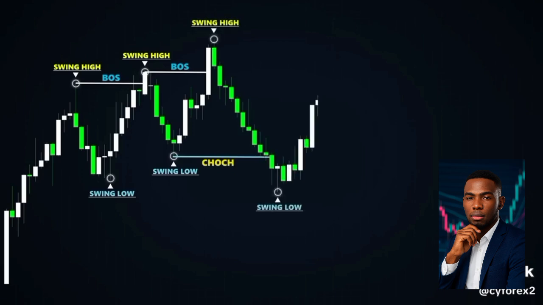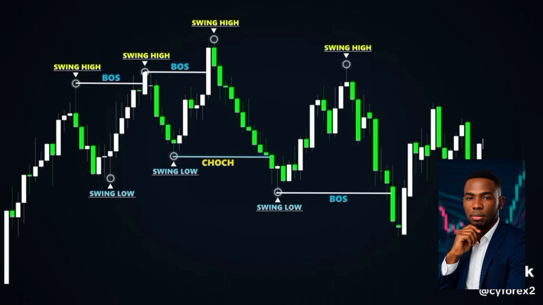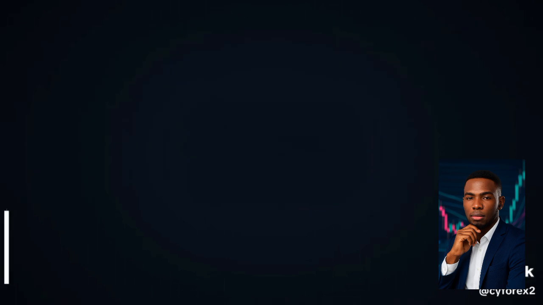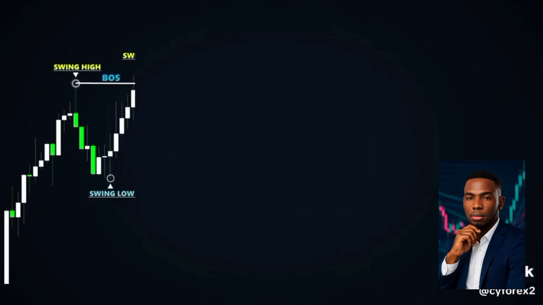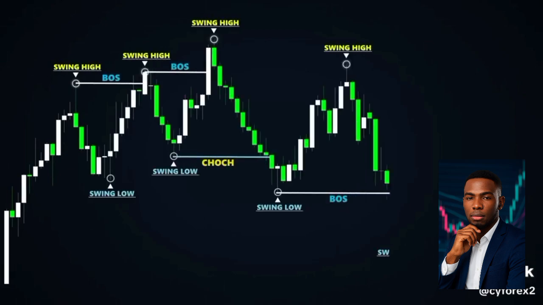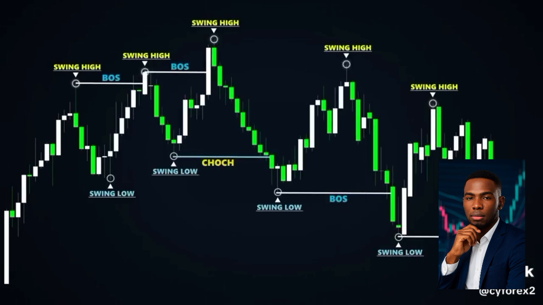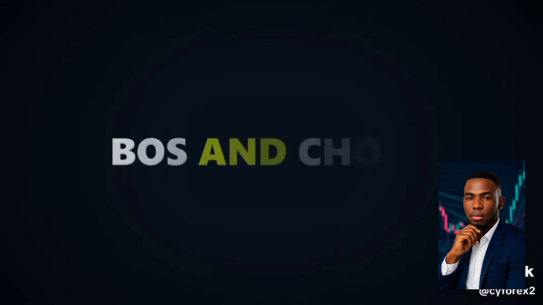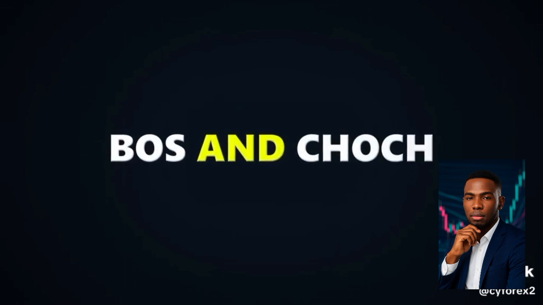Swing highs and lows are like signposts on the chart. They help you see where price is turning, and give you a clearer view of the trend. It's easy to spot a swing high or a swing low, but the real question is, will the trend continue, or is it about to reverse? That's where 2 simple tools come in: break of structure and change of character. Let's start with break of structure.